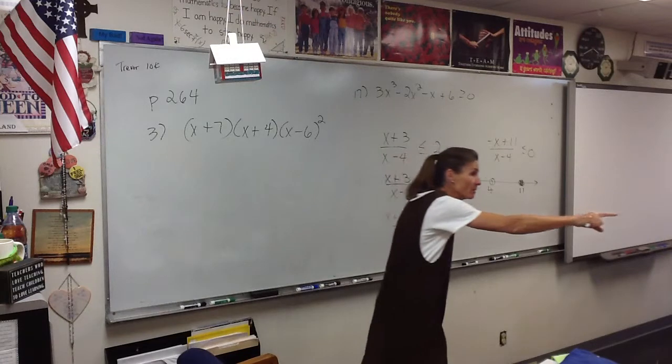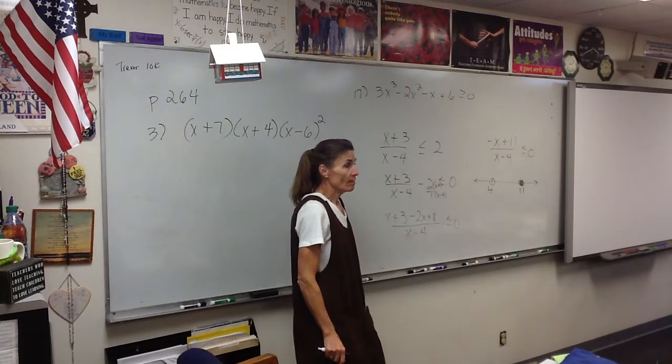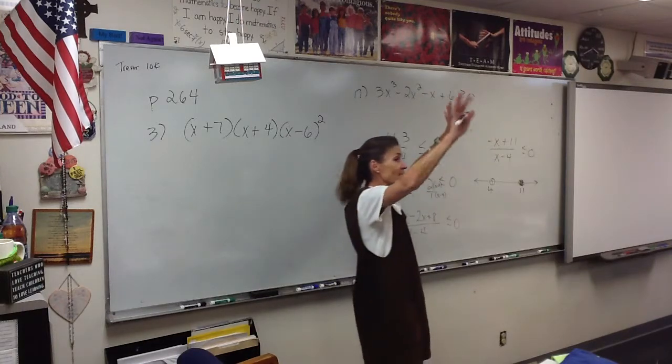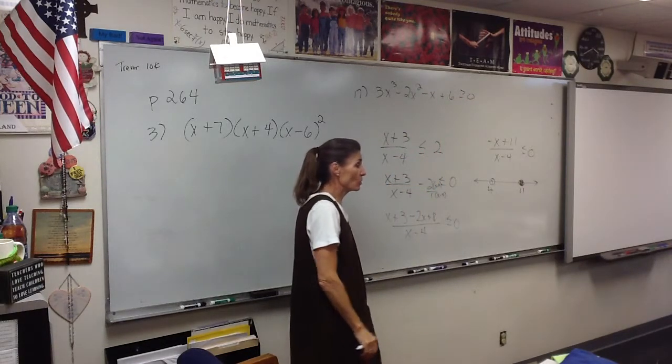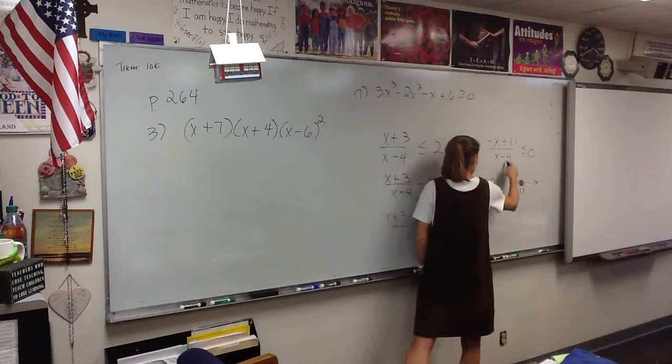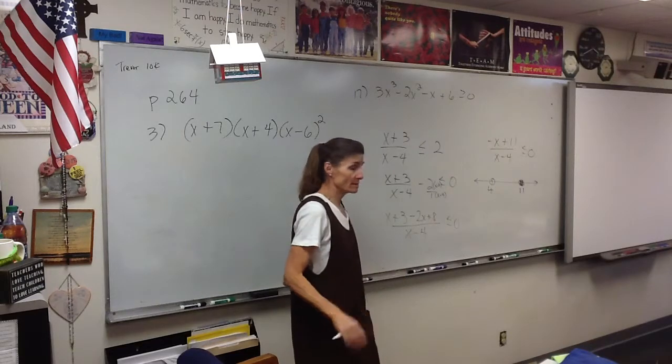It can't be 0 in the bottom. X can't be 4. That rule kind of supersedes everything. You can never have a 0 in the denominator. So that denominator dot, the dot that comes out of the denominator, is going to be open, always.